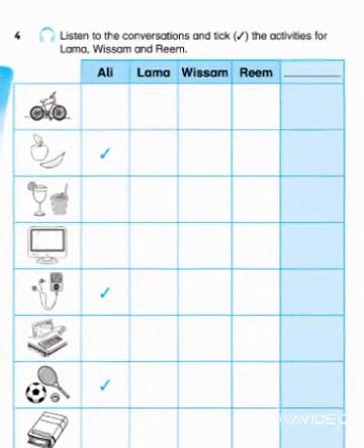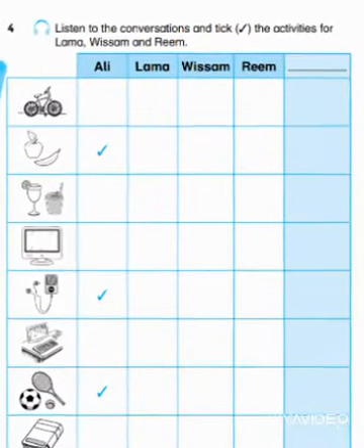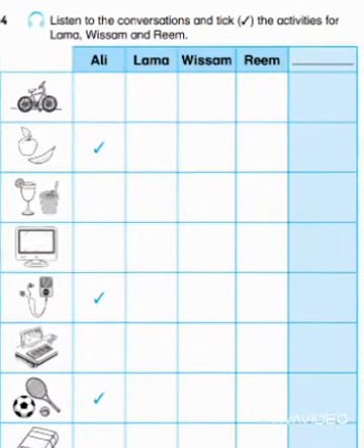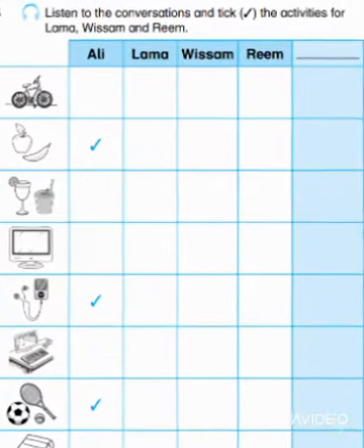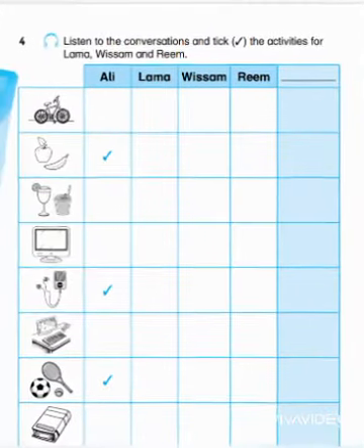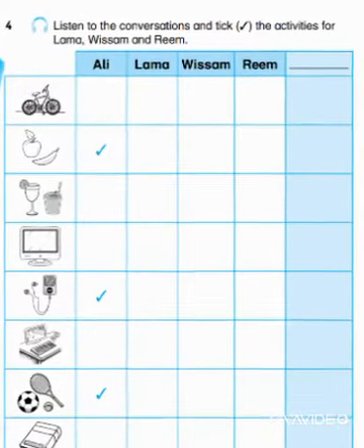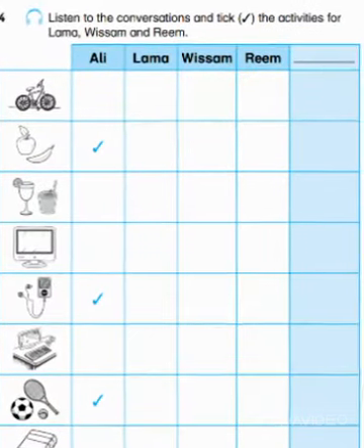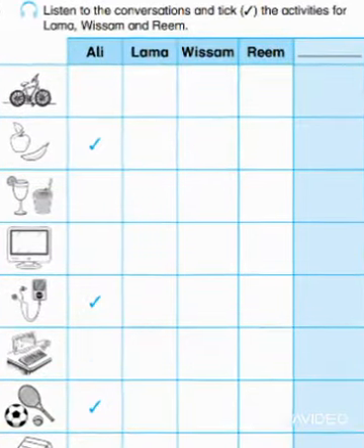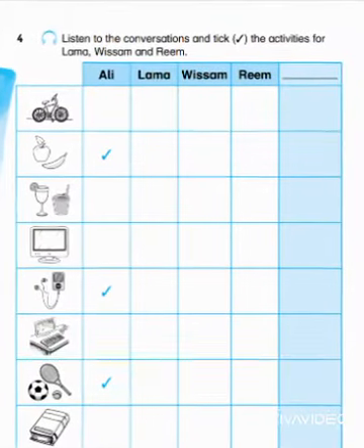3. What does Wissam do every day? He eats an apple in the morning. He rides his bike in the afternoon. And he plays computer games at 5:30.